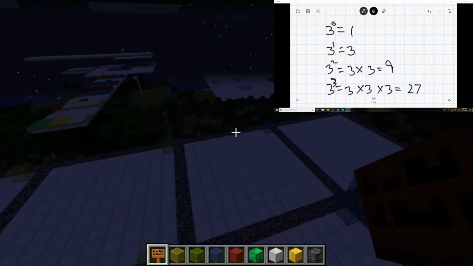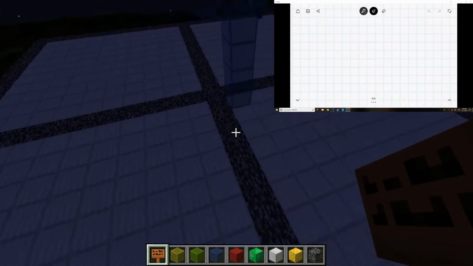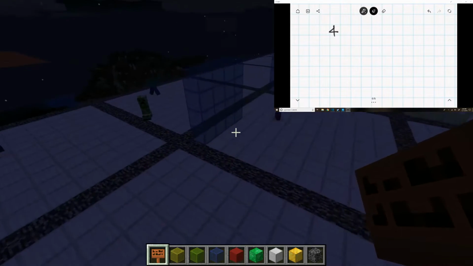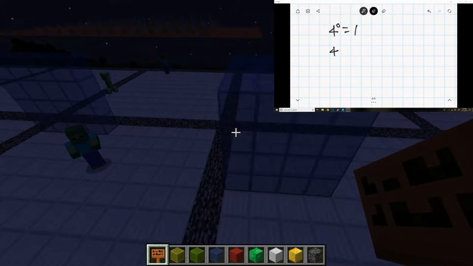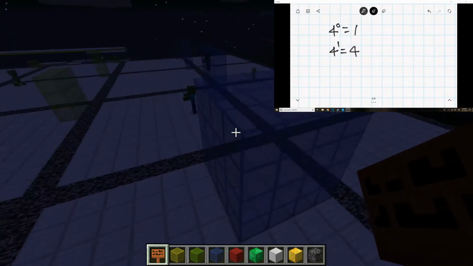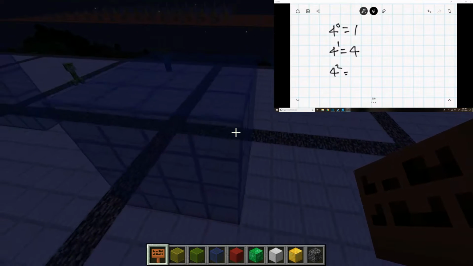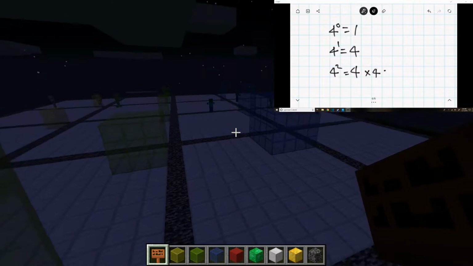And then we've got 4 up to the 0 power is 1, 4 up to the first power is 4, 4 up to the second power is 16, 4 up to the third power is going to be 64? And then 64 times 4, gosh, I don't even want to do that math.